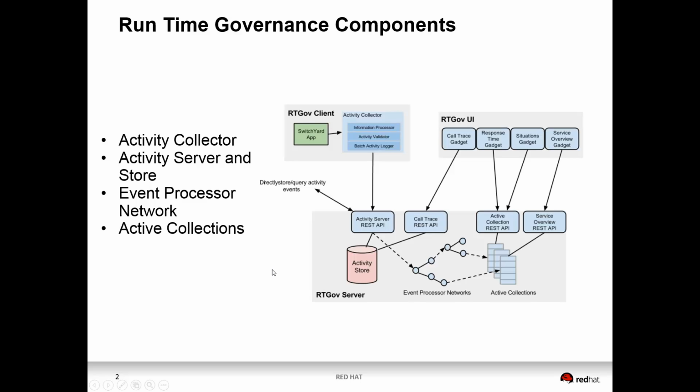So let's first talk about the runtime governance components. We have the activity collector that's used to collect activity events. We have the activity store and server used for central activity event storage and querying. We have the event processor network that's used for generic analysis to process the activity events. And we have the activity collections used for active information management to post-process and cache information for end-user applications.